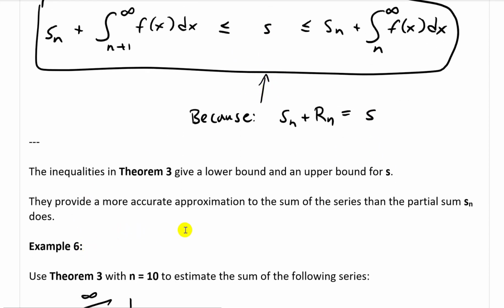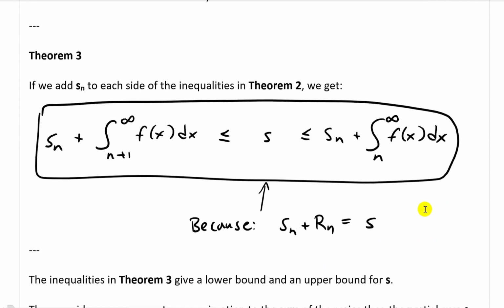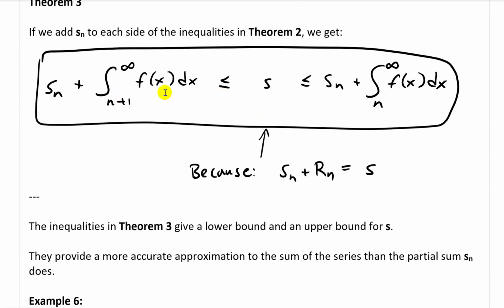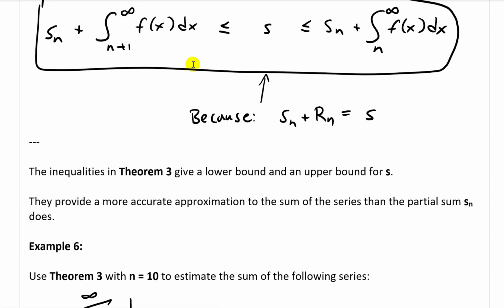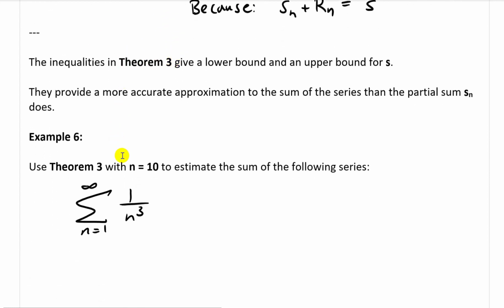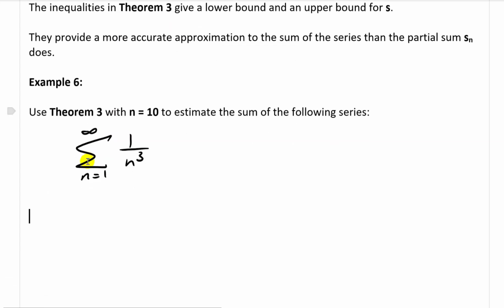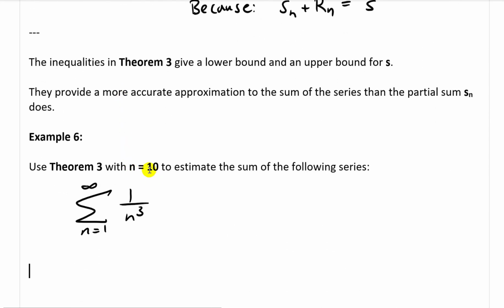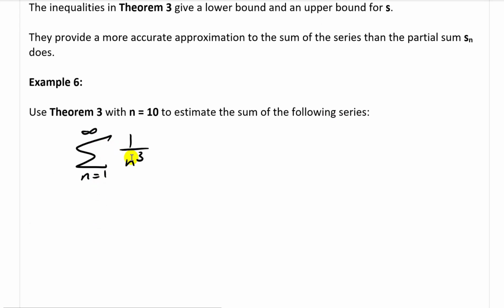They provide a more accurate approximation to the sum of the series than the partial sum Sn does. So now we have a lower and upper bound like that instead of just saying Sn. So we add the remainders to them, or the possible values of the remainders, or the limits of them. So now let's look at example 6, and this continues from example 5. It states, use theorem 3, with n equals 10, to estimate the sum of the following series. There's a summation from n equals 1 to infinity of 1 over n cubed.